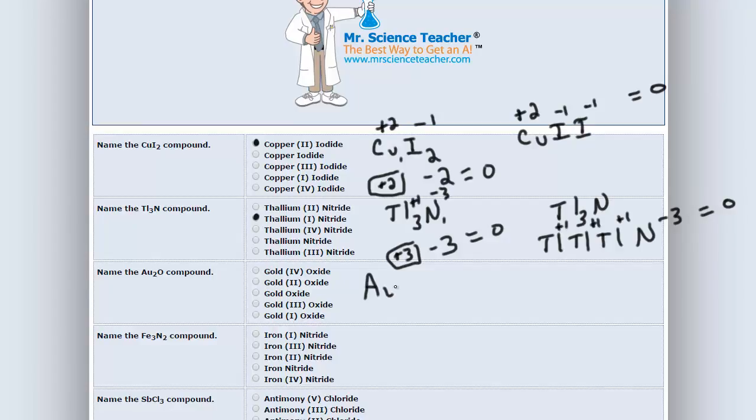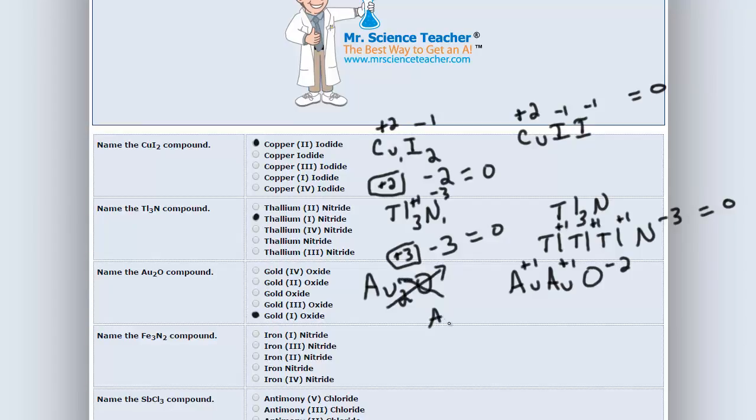Au2O. What are we going to do? How are we going to solve it? Well, we have lots of opportunity here. We have Au, AuO, and we have -2. So each one of these must be a +1. And so we'll get gold 1 oxide. Or we can play that reverse crisscross game.